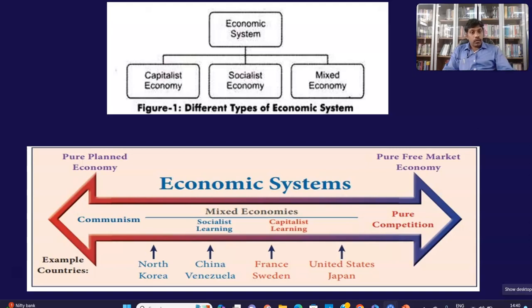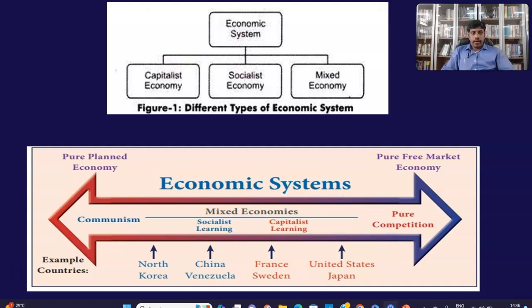So the government will produce and it will distribute for the welfare of the people. So there are huge restrictions in the market forces. It is controlled by the government. And what are the merits and demerits of socialism?